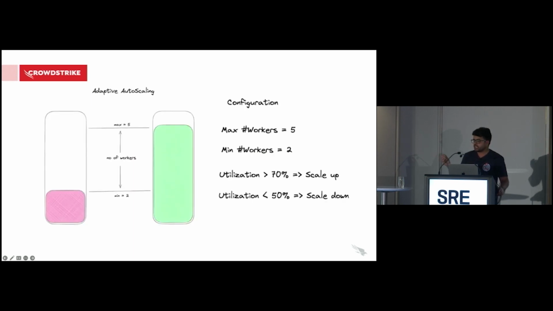So let's say we are using adaptive concurrency with the following configuration. We have the maximum number of workers set to 5, minimum number of workers set to 2. And we have an autoscaling rule, which says scale up when the utilization is greater than 70%. And when I say utilization, I mean utilization of the worker pool for, say, 10 minutes. And scale down when the utilization of the worker pool is less than 50% for more than 10 minutes. Let's explore a few scenarios that will help us understand how, using adaptive concurrency, we can potentially build an adaptive autoscaler.